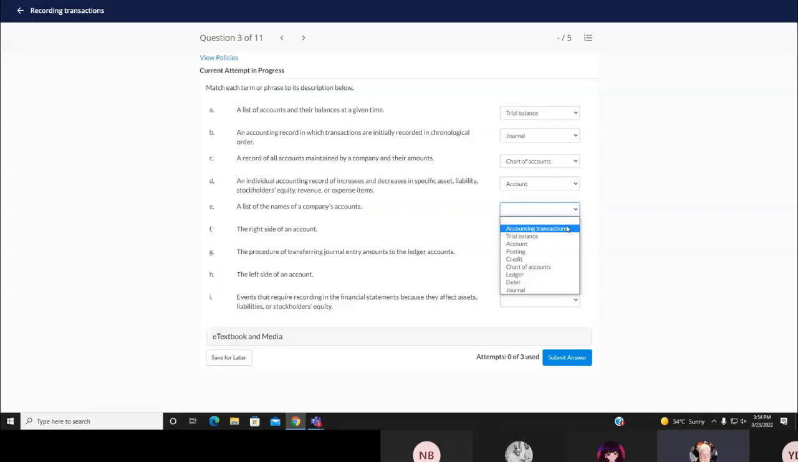Later on, you'll see that we give each one of these accounts a number. And I'll introduce you to what's called a chart of accounts. It's a list of all the accounts that the company uses, and the numbers.